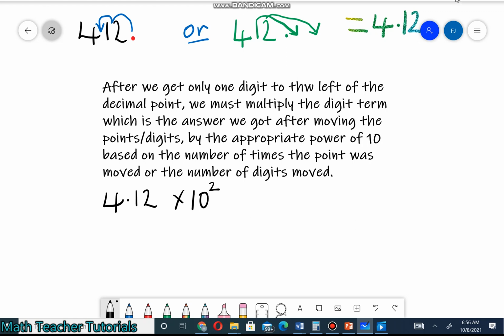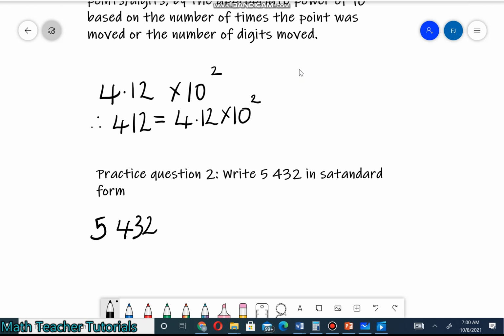Let's do a second example together. In this question, we are being asked to write 5,432 in standard form. Again, the first step that must be taken is that we must identify the position of the decimal point. In this case, the decimal point will be to the right of the 2 because the 2 is the last digit and is also in the ones column. We will now move the decimal point the required number of times to get one digit only being to the left of the decimal point.